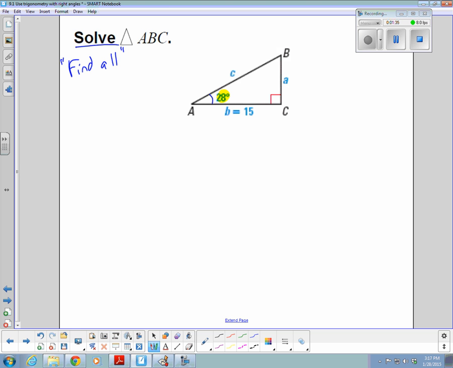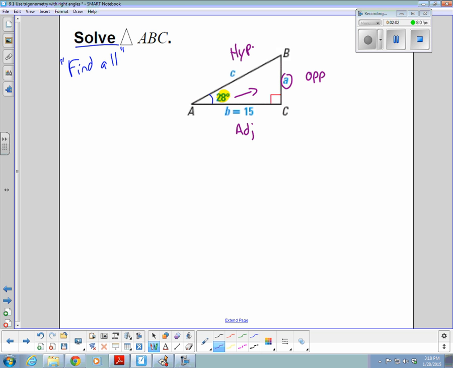So we might as well just start with this A, because that's one we can find. We have the angle 28 degrees. We have the opposite side right over here, so this is the opposite. This will be the adjacent because it's attached to it, adjacent right here. And there's your hypotenuse. All right, so you have your breakdown.